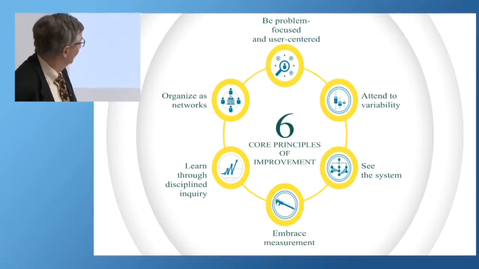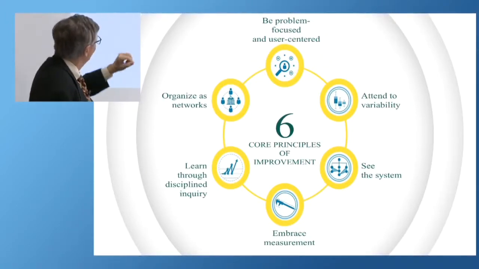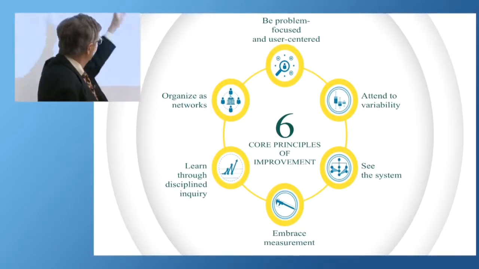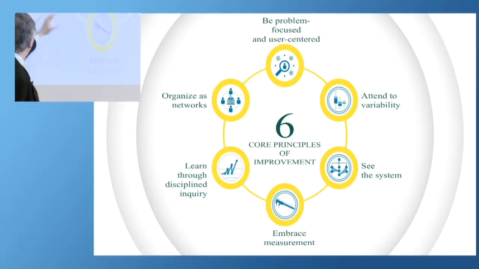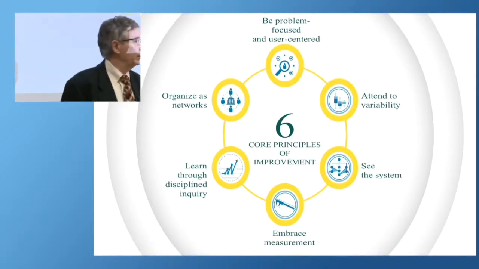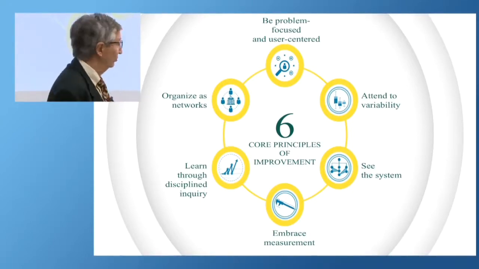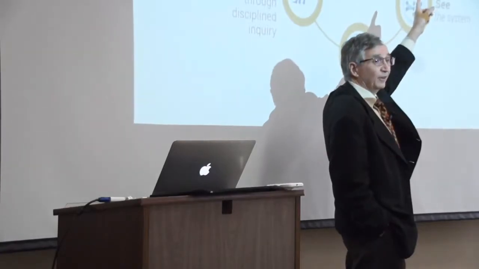So that led to these 6 improvement principles that Lewis already mentioned. To be problem-focused and user-centered, attend to variability, see the system that creates that variability. We start to talk about improvement. You've got to embrace measurement and discipline inquiry and carry this all out through networks so we can accelerate learning to improve. And in my talk, I'm going to focus primarily on attending to variability. All right. Variation in performance as the problem to solve.